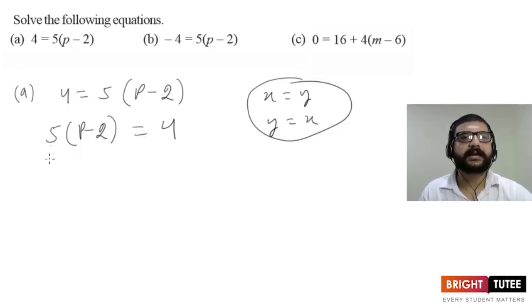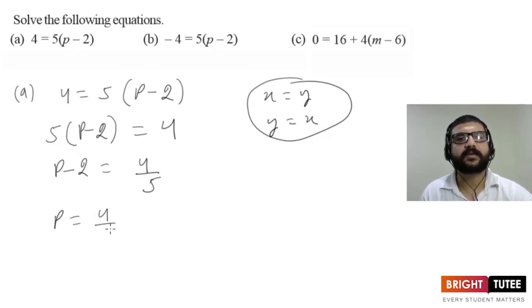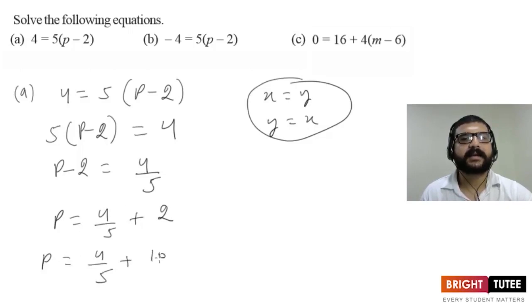Now what we can do? Now we can transpose this 5 on the right side of the equation. This will give us p minus 2 is equal to 4 upon 5. Now what we will do? We will transpose this minus 2 on the right side of the equation, and that will give us p is equal to 4 upon 5 plus 2. Now by simplifying we will get p is equal to 4 upon 5 plus 10 upon 5. We have written 2 in its equivalent form having denominator as 5.